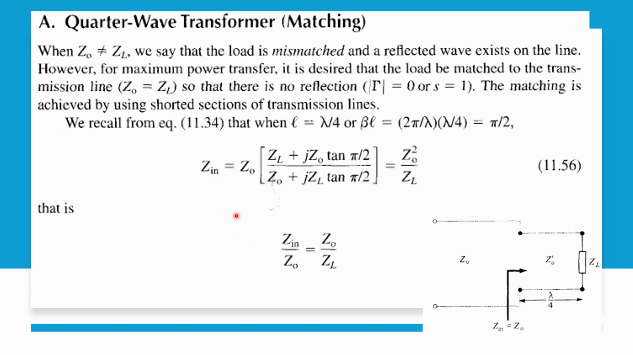Further, now you can see, what is our objective? The objective is to achieve Z naught equal to ZL. So now here Z naught equals Z in into ZL. So now you can manipulate the Z in, and you can achieve this condition, that is Z naught equal to ZL. So this is the way to match the impedance in series.